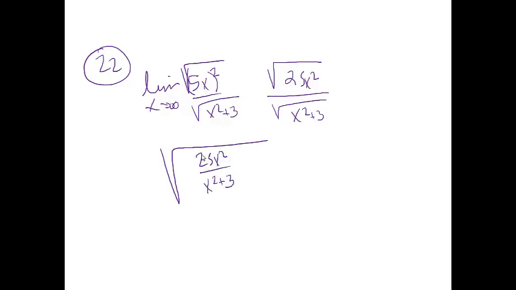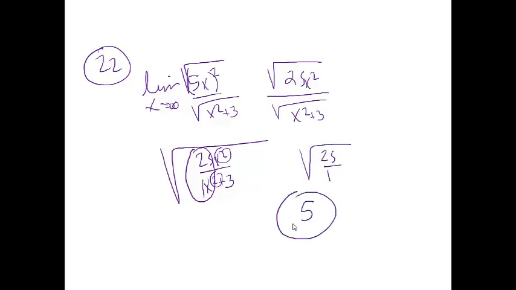Now, comparing the degrees in the numerator and the denominator, they are the same. So the ratio of the leading coefficients is 25 over 1. I still have a square root though. So the square root of 25 over 1 is just 5. So that is my limit as x approaches infinity. And I've answered all your questions.